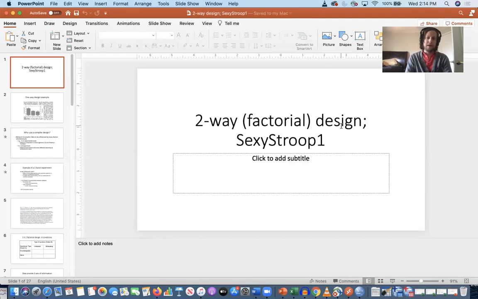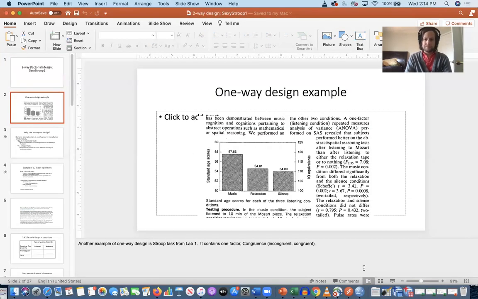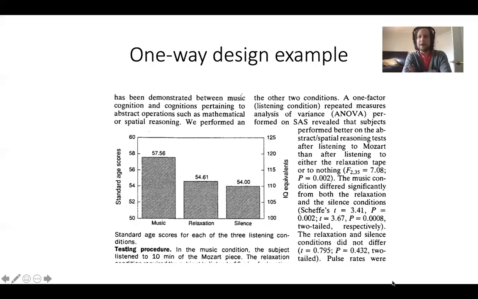Starting to talk about two-way factorial designs, I actually want to begin with an example of something which is just a one-way design. This is the first article you read for this course, from Mozart 1. In this study, there was only a single factor. They called it listening condition, a one-factor repeated measures analysis of variance. So a one-factor design indicates that there was only one independent variable in this study. So it was a one-way design.